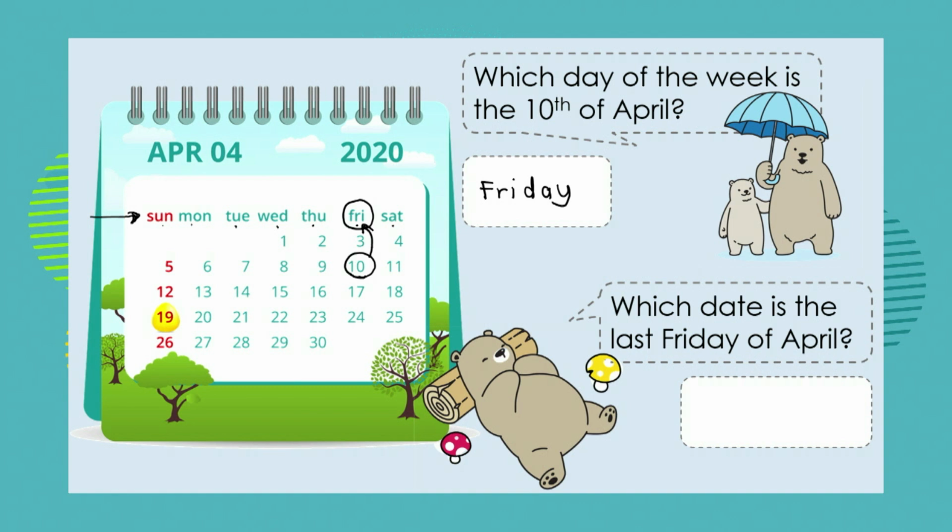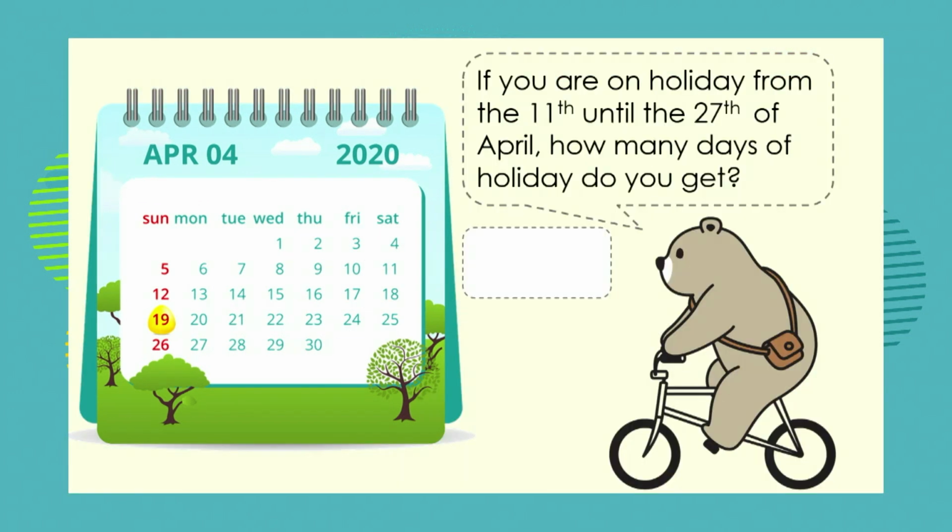Let's read the next question. Which date is the last Friday of April? So now we are going to look at Friday and see what is the date of the last Friday. So if we go to the last Friday in April, we can see that the date is the 24th of April. Let's read the next question together.